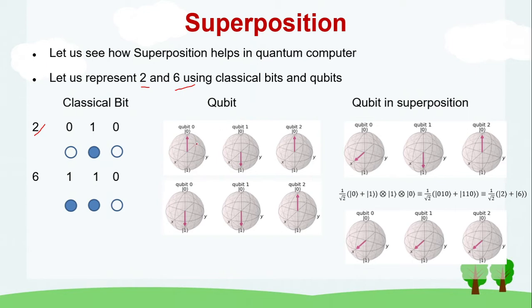When you come to qubits, if I want to represent 2, I will have to say 0, 1, 0. Right? North pole, south pole, north pole. And 6 will be south pole, south pole, north pole, 1, 1, 0. So you may ask, what is the difference between the two? The difference comes when we fiddle with this qubit. So instead of keeping it at 0, we will apply a Hadamard gate.